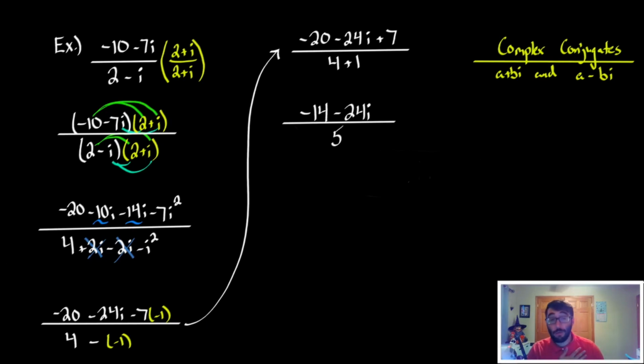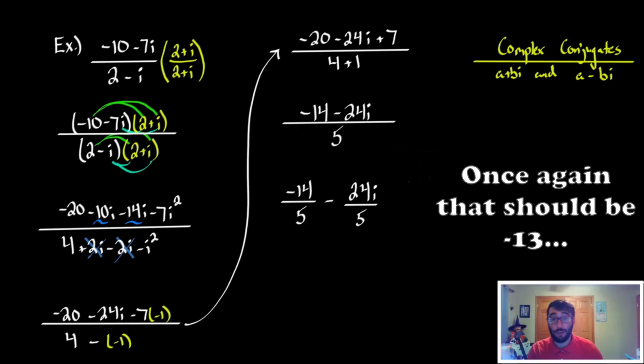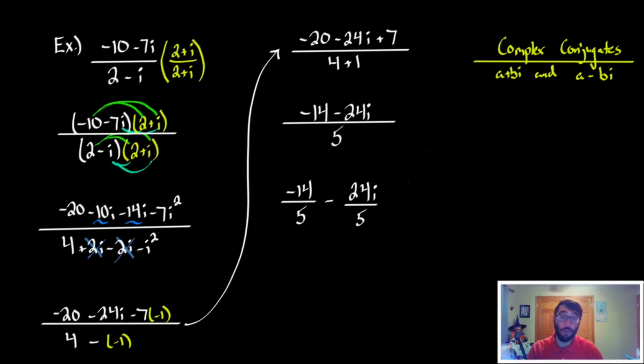Now, I'm okay with this being written as an answer. Just know, in a lot of cases, you're going to want to split that up into two fractions, especially because you might be able to simplify one of those fractions. So we would actually write it as negative 14 over 5 minus 24i over 5. So the real part of this complex number is negative 14 fifths, and the imaginary part is negative 24i fifths. And that would end up being our final answer.